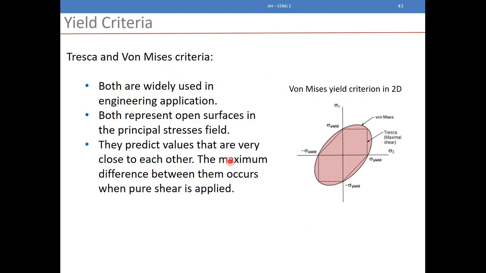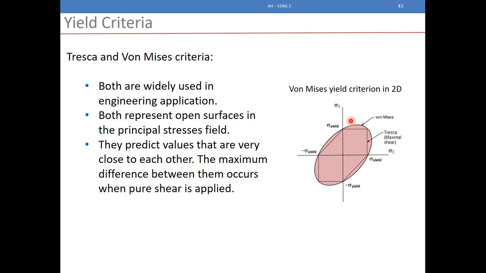Now this is what we need to understand: both of these criteria are used in engineering. When we are designing a component, we need to check if it will yield or not at a critical point. We have the state of stress at this point, we find the principal stresses, and we use the criteria to check. But normally we just need to pick one among the two, so we don't use both at the same time, because they will give slightly different results, but the results are close to each other.